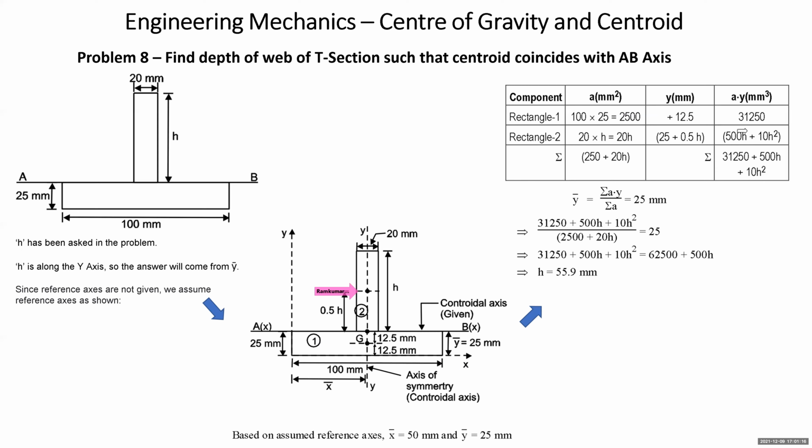Then you get summation ay. If you add them up, you get summation ay, and you get summation a. We already understood that y bar is summation ay upon summation a. Y bar is already given as 25 mm. Substitute the value of summation ay, substitute the value of summation a, and just solve this equation. You see that here 500h, 500 gets cancelled on both sides. You'll get the value of h. So this way, the value of h is arrived at.